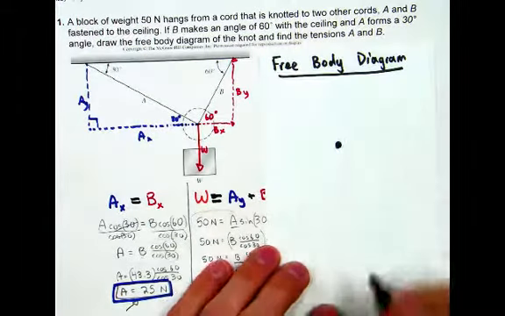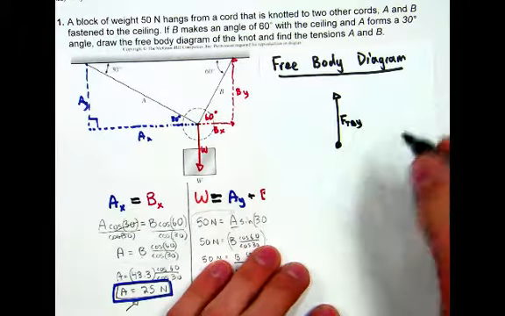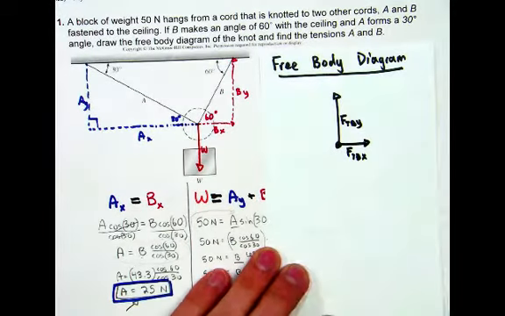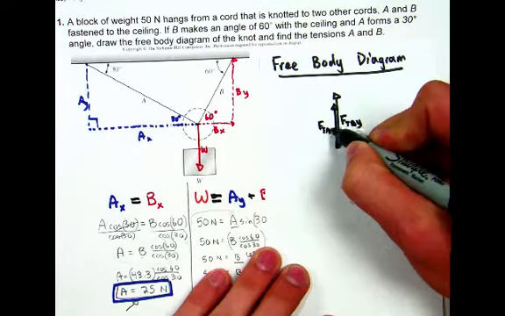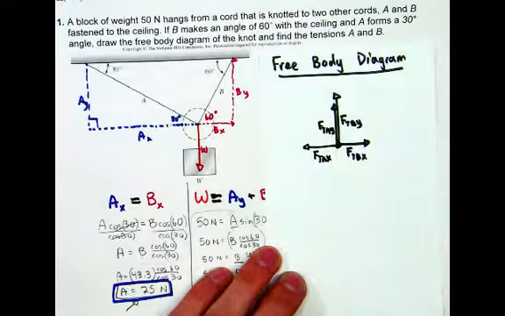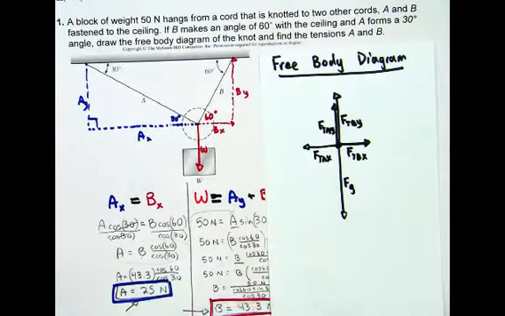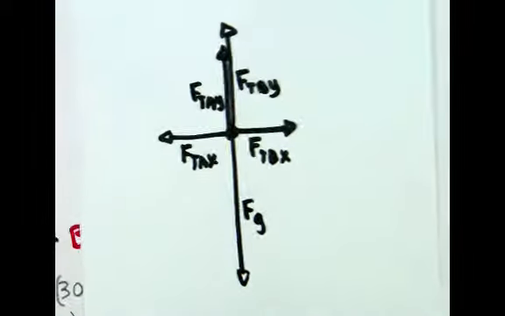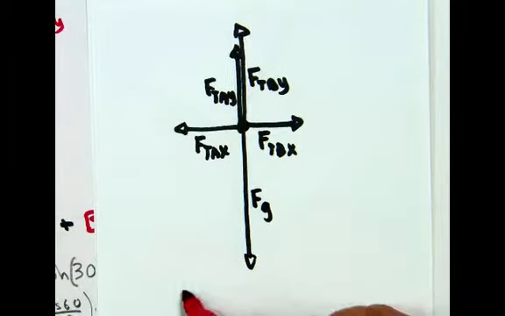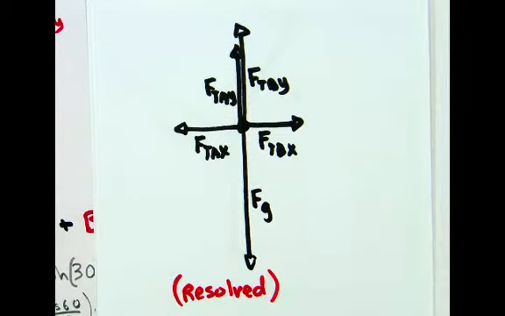Next, let's go ahead and try a resolved one. So I know that my force due to tension in the B direction is divided into its x and y components. Same thing with the A force, and the force of gravity comes straight down. So now we've got a resolved free body diagram into its components of the situation we see.